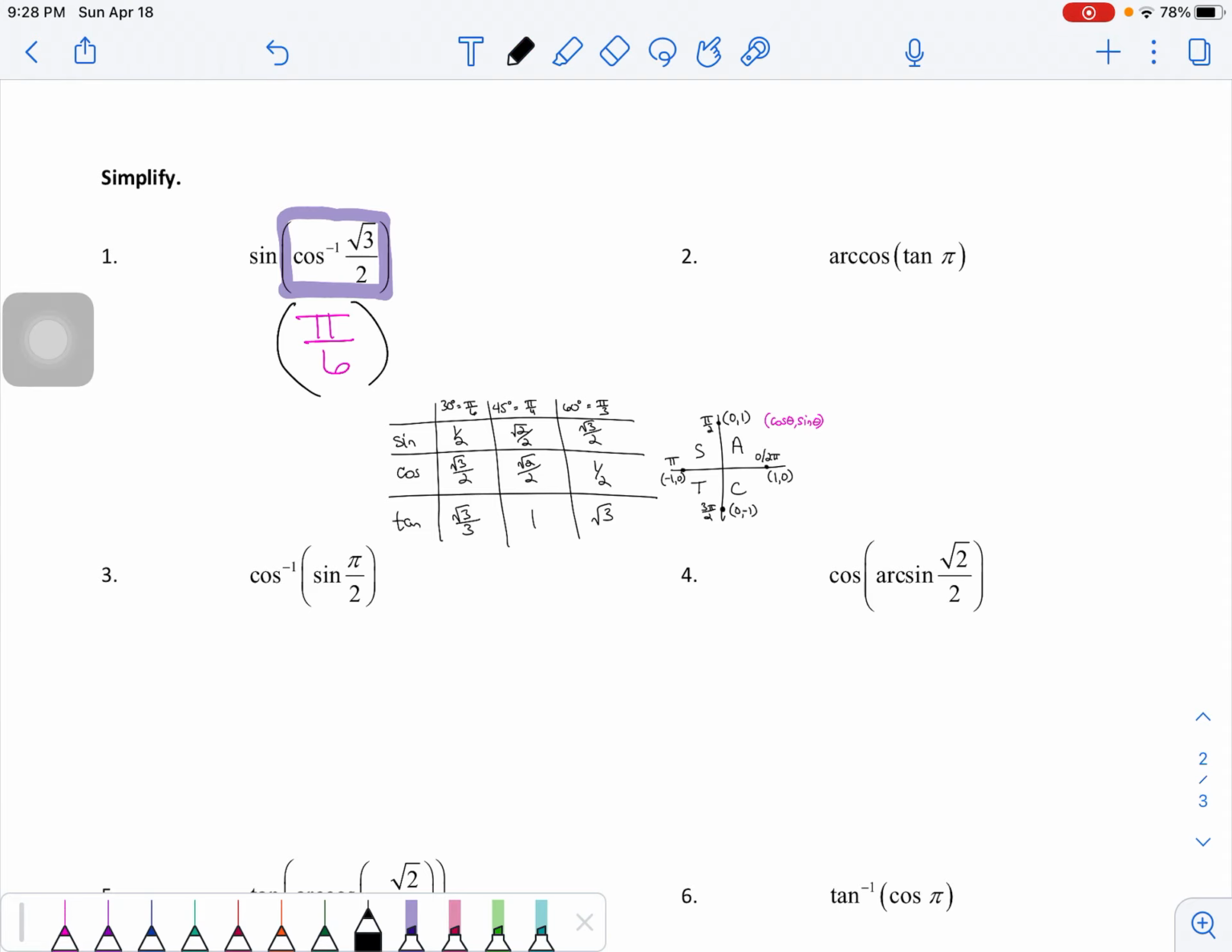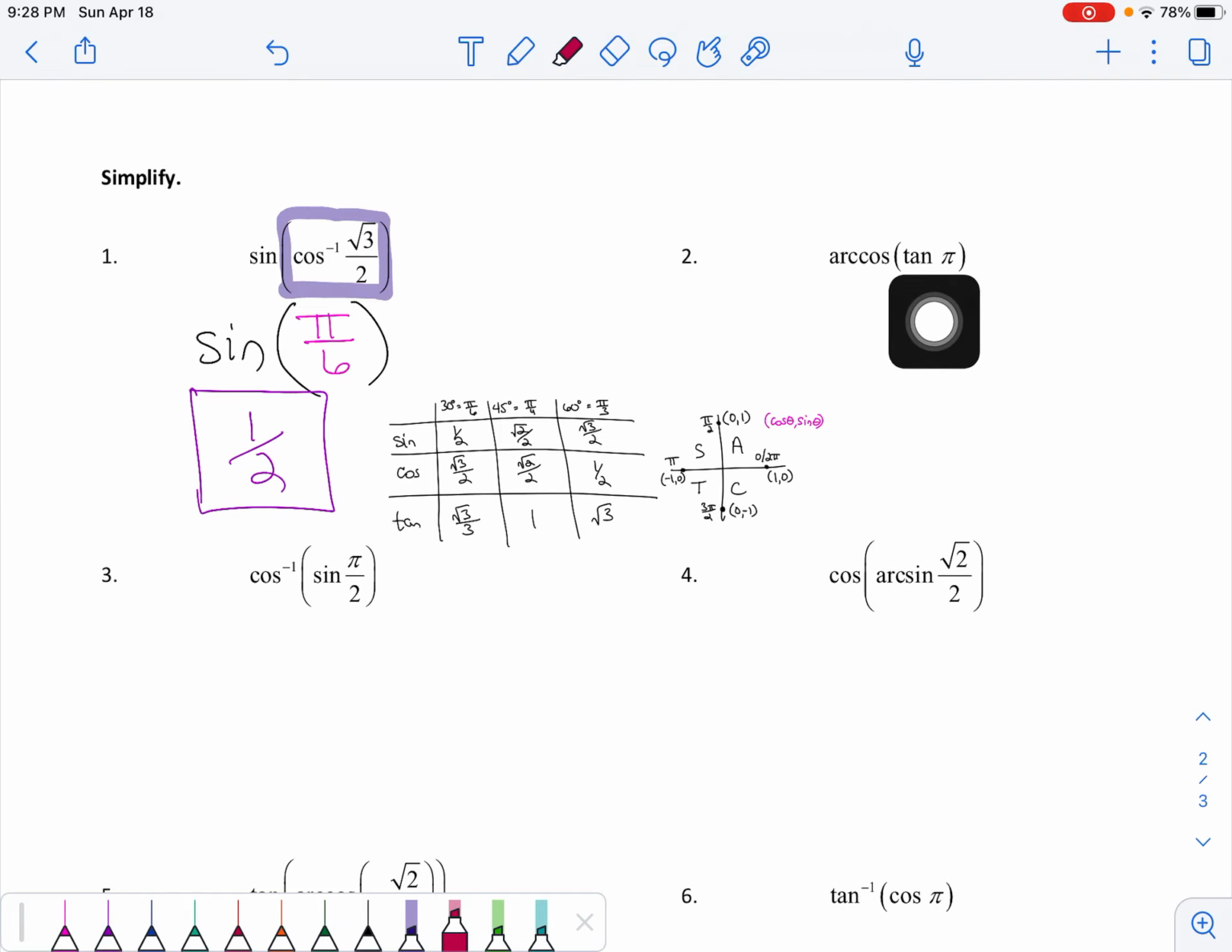Now what I want to do is find the sine of pi over 6. And that's the straightforward thing that we've been doing for a while. So I'm going to go to sine of pi over 6, and oh look, the answer is 1/2. So the answer to problem number 1 is 1/2. I'm going to box that up, and move on to number 2.